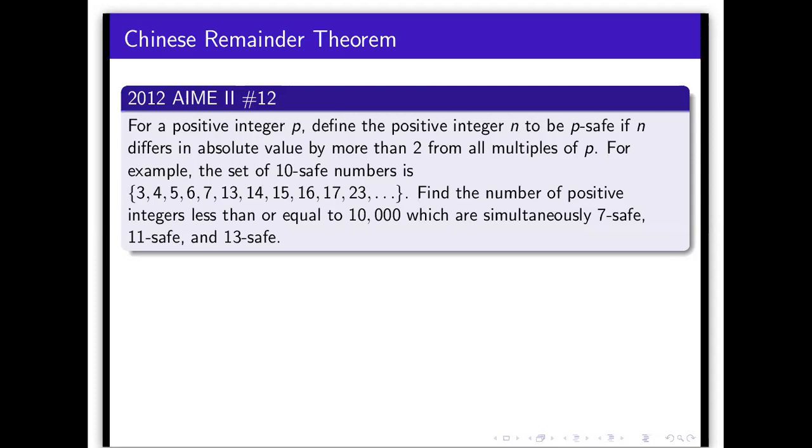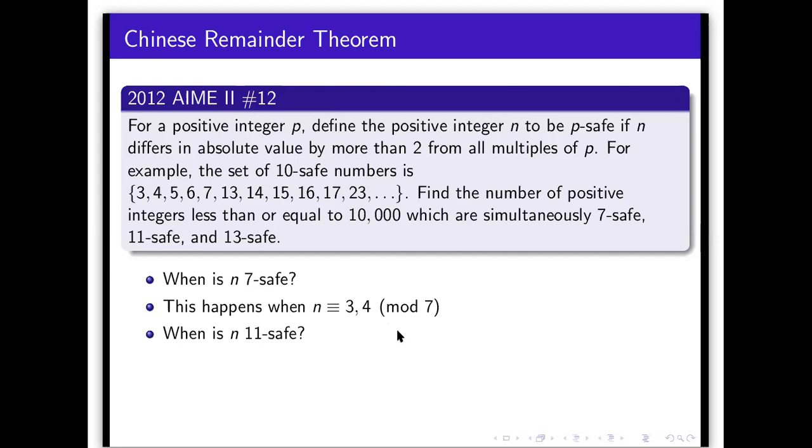So I see some ideas here where we're trying to split the condition into the 3 conditions: 7 safe, 11 safe, and 13 safe. So when is n 7 safe? Well, n is 7 safe when it is 3 or 4 mod 7. If it's 2 mod 7, then it's too close, and same for all the other residues. It has to be 3 or 4 mod 7. And likewise, if it's 3 or 4 mod 7, then it's far away from any multiple of 7, so it's going to be safe.